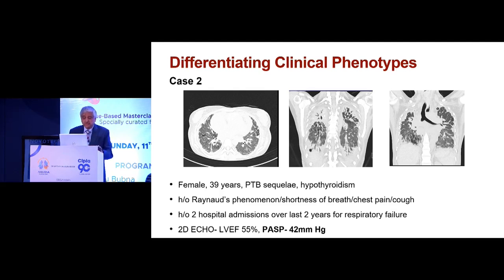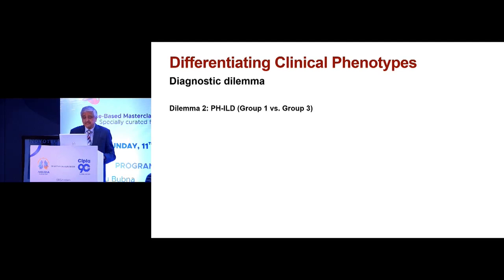Her 2D echo shows a left ventricular ejection fraction of 55% and a pulmonary artery systolic pressure of 42 millimeters of mercury. The dilemma is whether this patient has group 1, group 2, or both as far as the CTD-related ILD is concerned. Is there pulmonary arterial hypertension out of proportion? So again, to the panelists, how will we actually differentiate between group 1 and group 2? This is what we have to do in day-to-day practice every day.